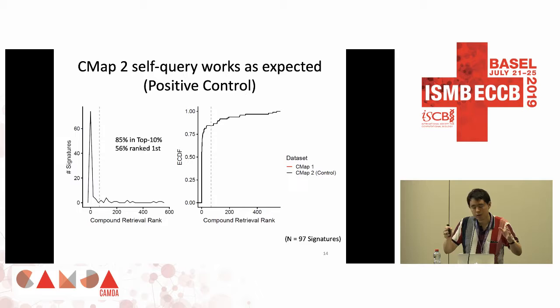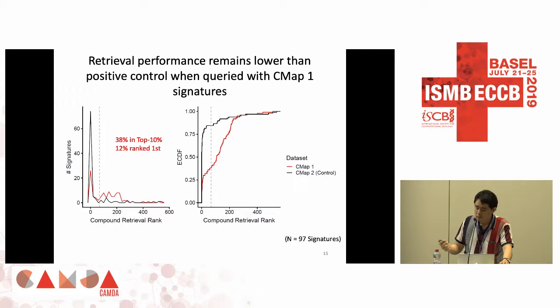So within this scope, once again, with much fewer signatures, we see that the positive control has very similar performance to that which I showed earlier. However, with CMAP1, we see a very similar thing coming up again. Just recall that the assumption is that if the data is the same between the two, the retrieval performance should be very similar to that of the positive control, which is not the case.